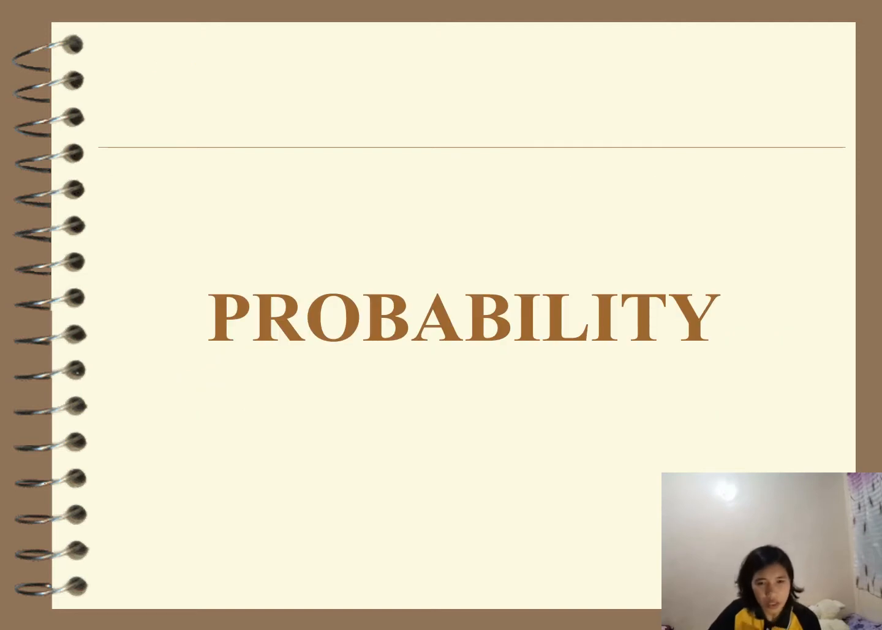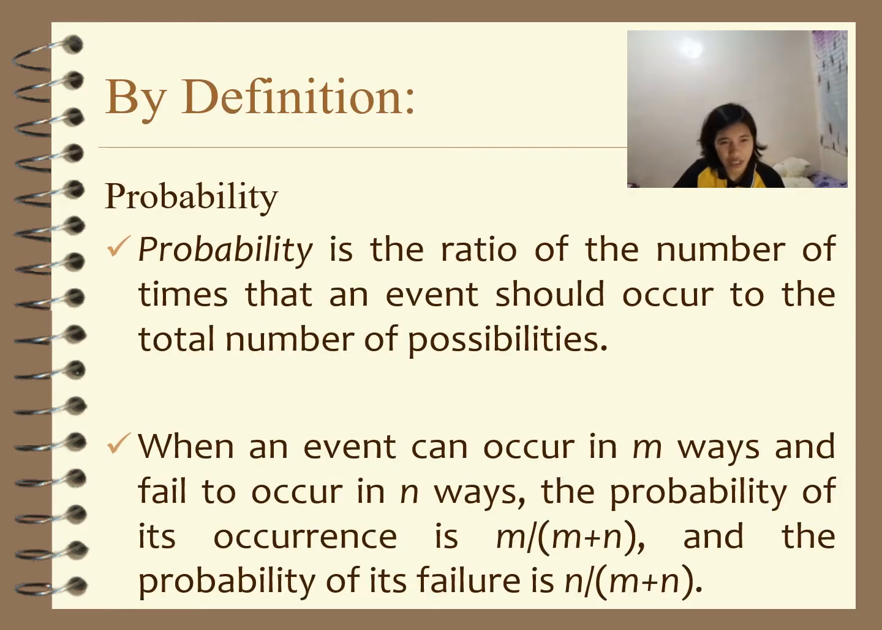Okay. So, an idea of this probability on your past subject. When you say probability, by definition, is the ratio of the number of times that an event should occur to the total number of possibilities. So, when an event can occur in m ways and fail to occur in n ways, the probability of the occurrence is m over m plus n. So, yung probability naman niya to failure is n, that is the ways to fail over m plus n.